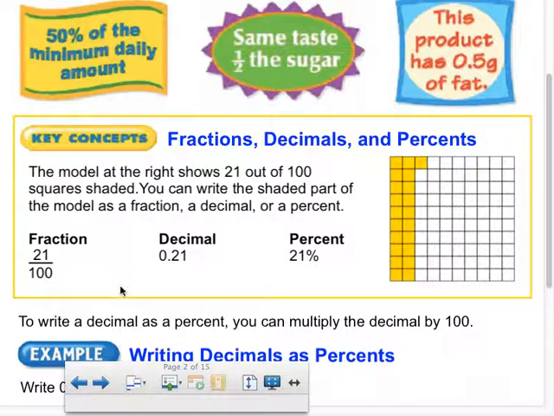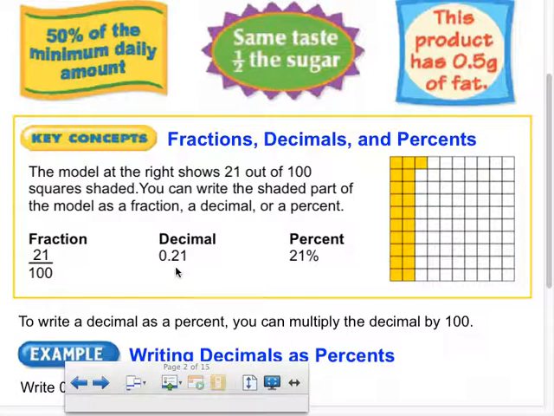As a decimal, take a look at this very carefully. Do you see what the place value of the 1 is? What's that place we call? The hundredths place. And what's the place value of the 2? The tenths place. But it's 21 hundredths, right?